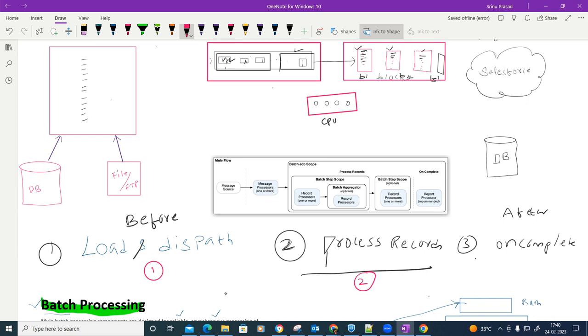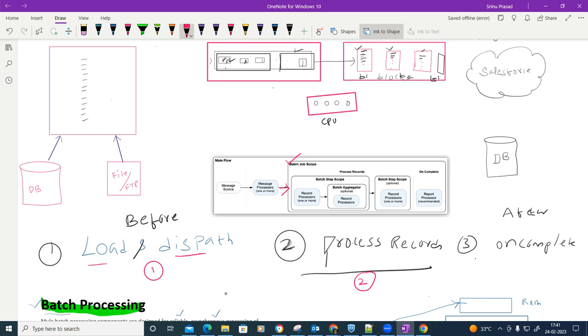So what happens in the load and dispatch phase? We take the first phase. When your Mule flow is configured with the batch job component and we give input to the batch job component, the load and dispatch phase starts. Now let's see how the batch job component looks, what the different sections of the batch job component are, and what its configuration is. We will understand that now.